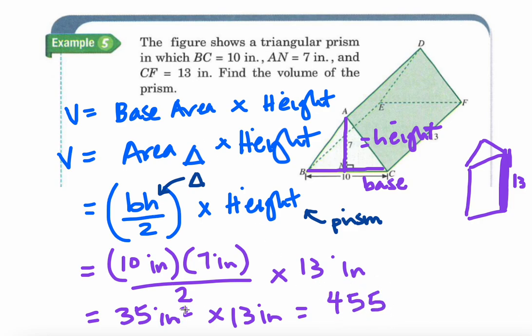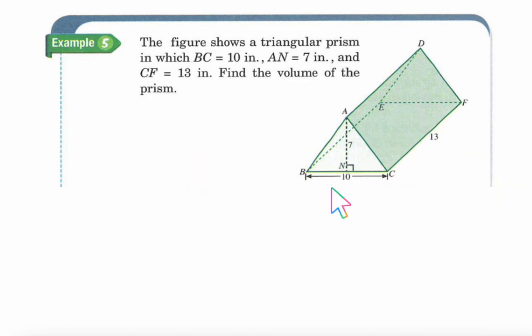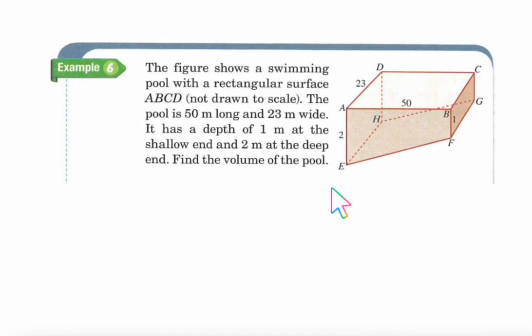455 inches times inches, 3 total. So the answer is 455 inches cubed. It's cubed because it's a 3-dimensional shape, and we wanted to figure out the space inside. A 3-dimensional shape, the space inside has a length, a width, and a depth. Okay, so that's the triangular prism's volume.